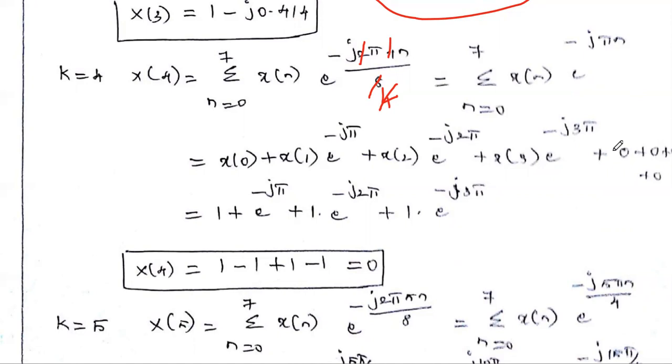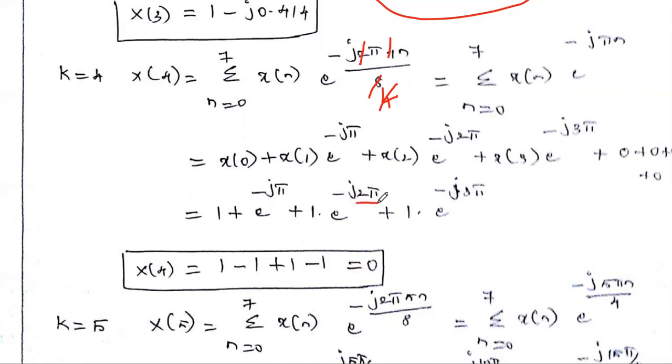Already you know the x of 4 to x of 7 values are 0. So that's why the next 4 terms are 0. Okay, now you just calculate the answers for these terms and substitute here. So e power minus j pi is minus 1. E power minus 2 j pi, that is, odd multiple of pi is minus 1.